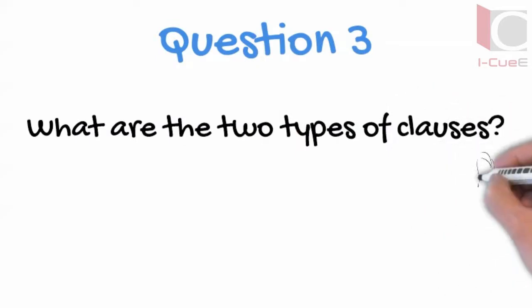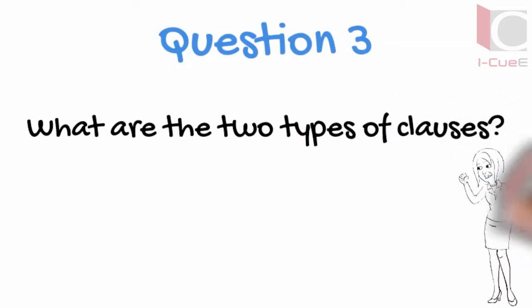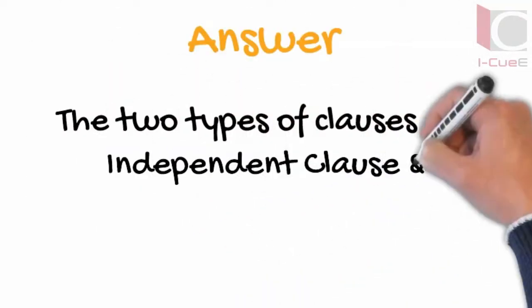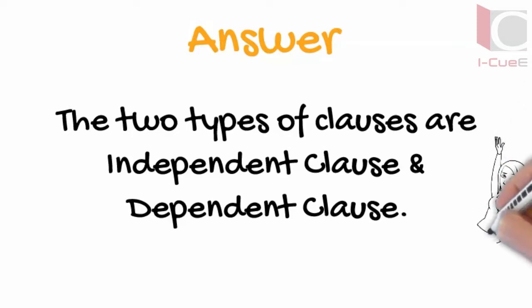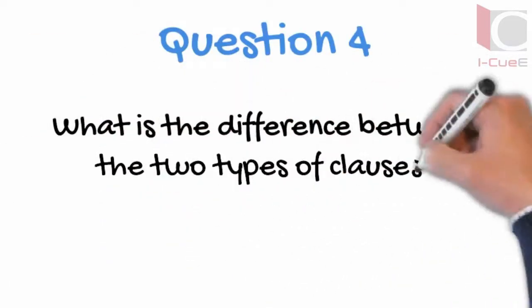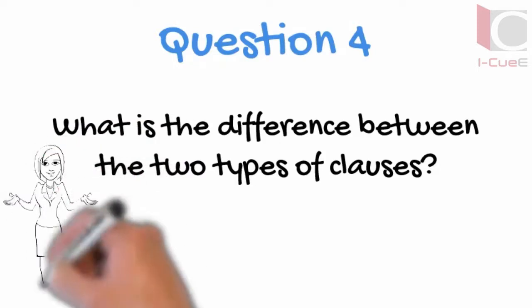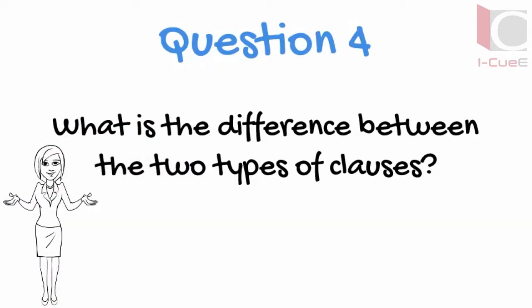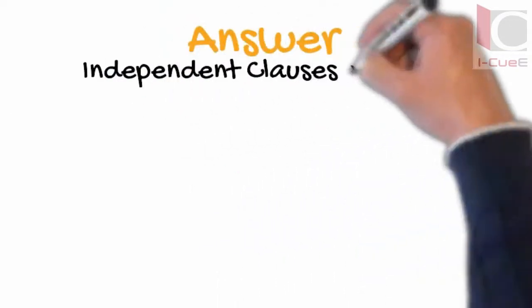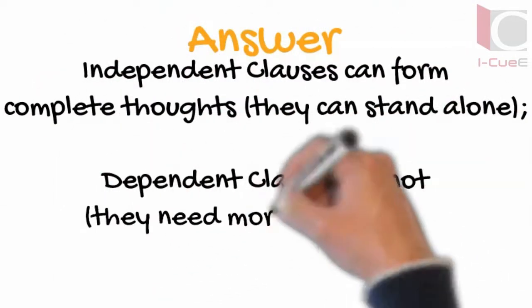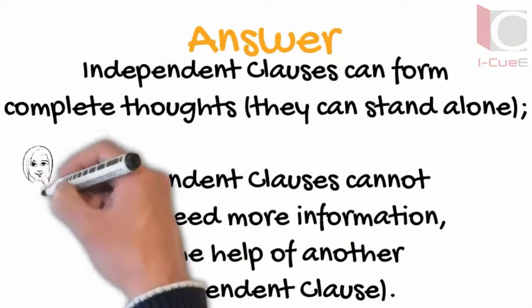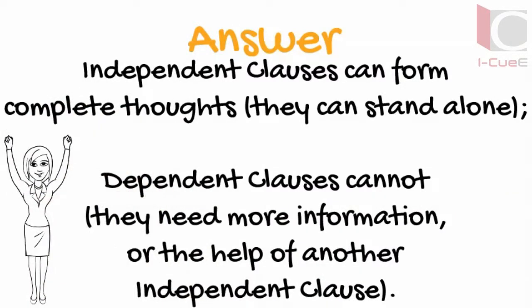What are the 2 types of clauses? The 2 types of clauses are independent clause and dependent clause. What is the difference between the 2 types of clauses? Independent clauses can form complete thoughts. They can stand alone. Dependent clauses cannot. They need more information or the help of another independent clause.